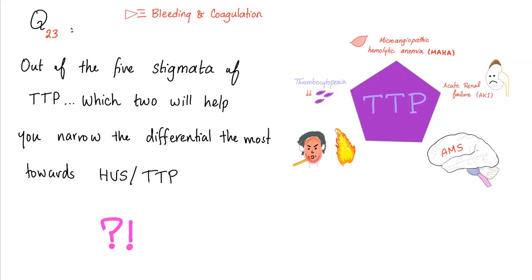Let me answer the question of the previous video. Out of the 5 stigmata of TTP, which 2 will help you narrow the differential towards HUS and TTP? And the answer is, the most important 2 are microangiopathic hemolytic anemia and thrombocytopenia. Only these should make you suspect HUS or TTP.